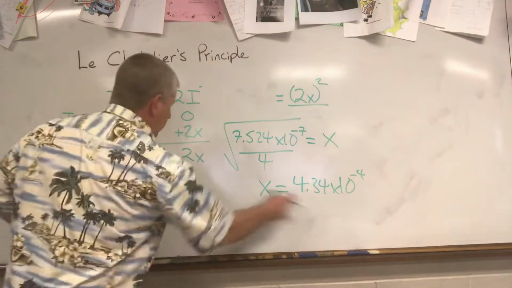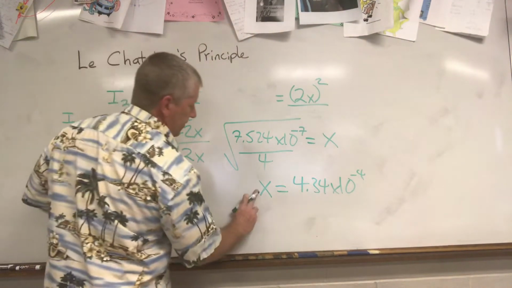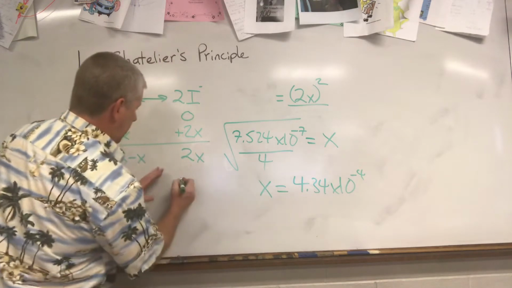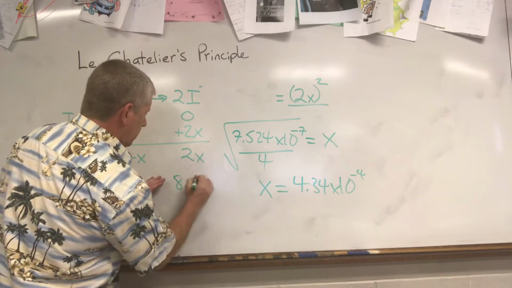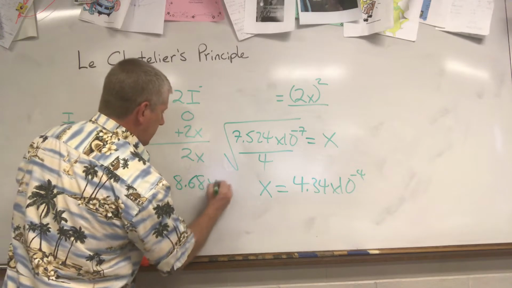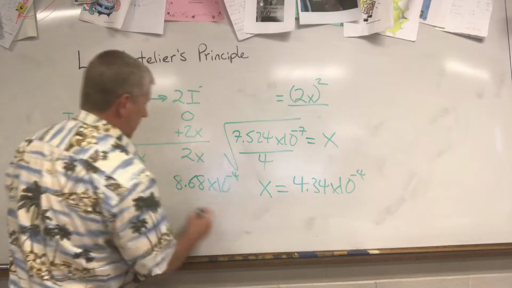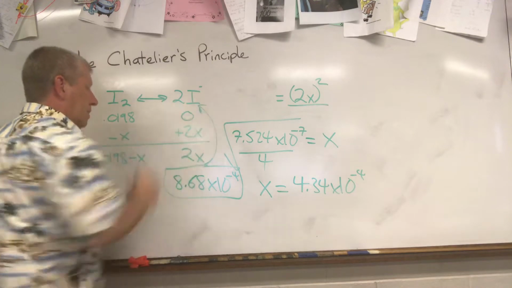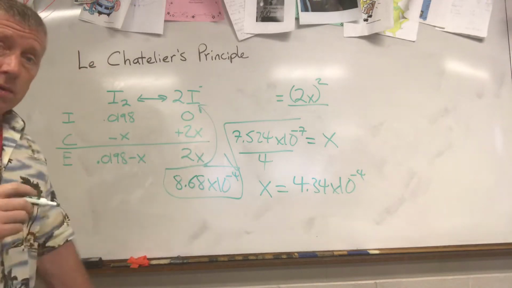All right, so let's put x in here. Well, just multiply this by 2. If I multiply that by 2, I would get 8.68 times 10 to the negative 4th. So that would be one answer. That's how much of the iodine ion I would have floating around.